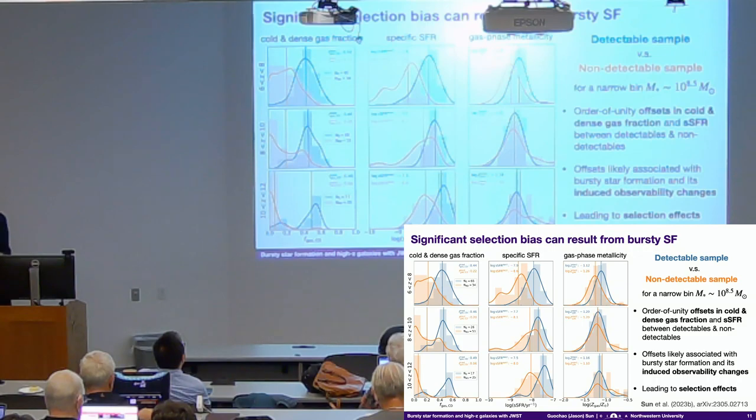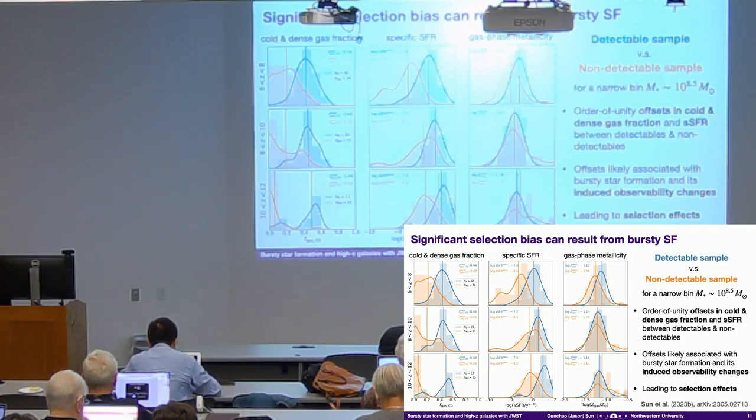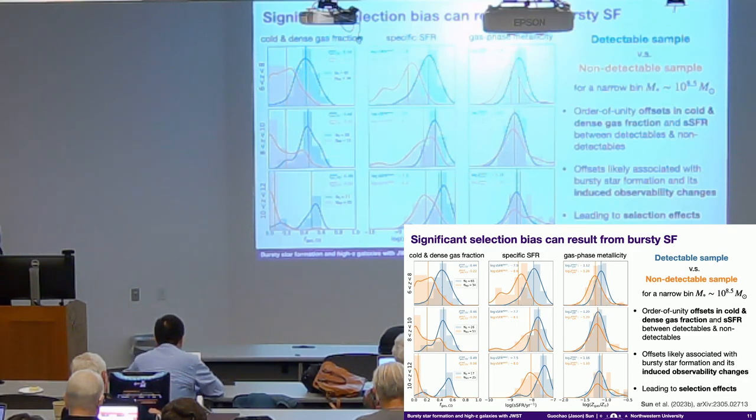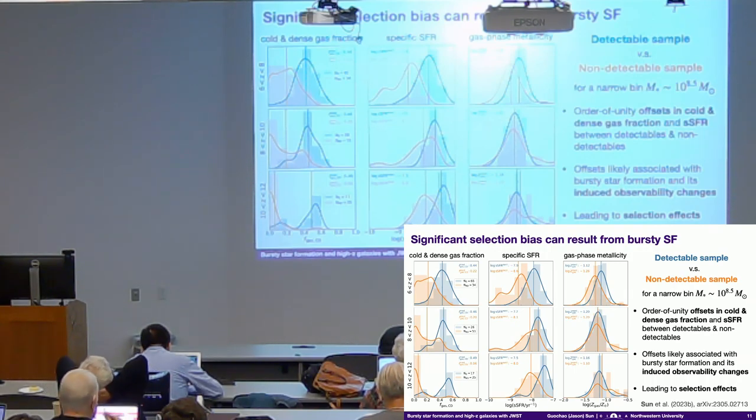From these distributions, we can see that for the cold-dense gas fraction and also the specific star formation rate, there's a clear offset, with the detectable sample being biased towards higher values, on the order of unity difference between the detectable and the non-detectable sample. Because we know that a higher cold-dense gas fraction and a higher specific star formation rate are characteristic of galaxies in the starburst phase, it is likely that the offset could be a consequence of some selection effect due to the modulation of galaxy observability by burstiness. So this kind of selection effect for galaxies near the detection limit should be taken care of if we want to properly assess the galaxy properties that are sensitive to the SFR variations.